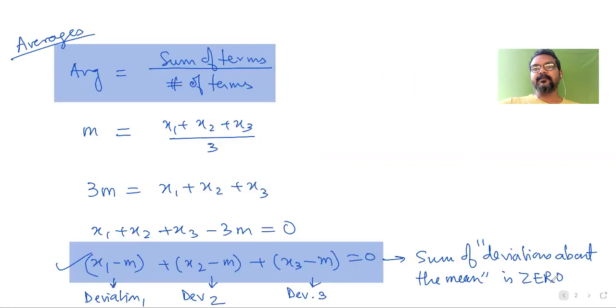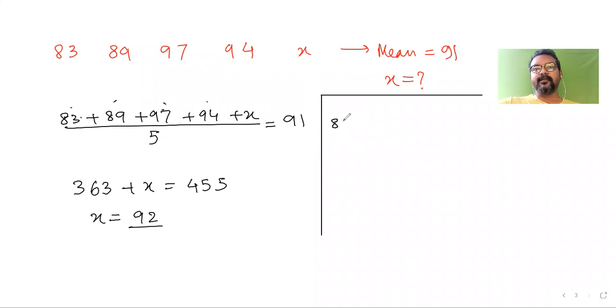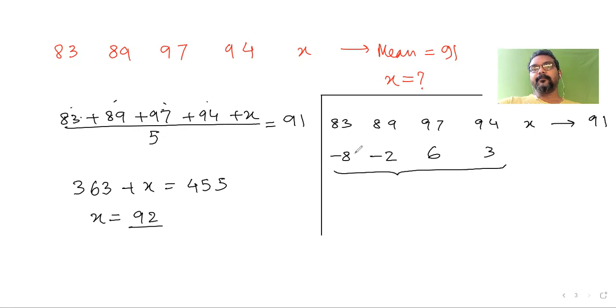So what did I say in the previous page? That the sum of the deviations will be 0. So let's use that. Find out the deviations. We have 83, 89, 97, 94, x giving you 91 as your mean. 83 minus 91 is minus 8. Then this is minus 2. Then this is 6. And that's 3. These, if you look, add up to how much? 6 plus 3 is 9. Minus 8 is 1. 1 minus 2 is minus 1. So in order that all of them add up to 0, this x must contribute a plus 1.